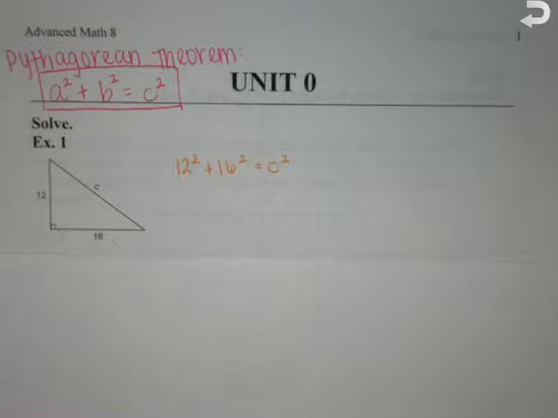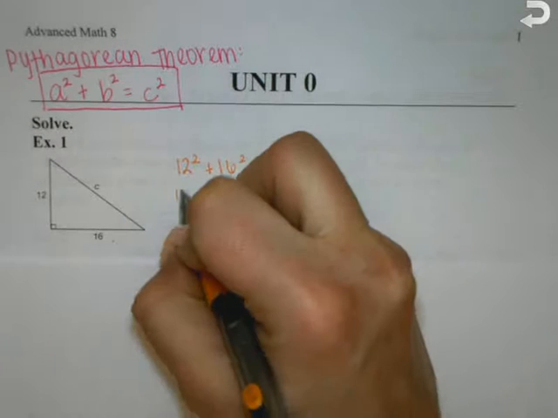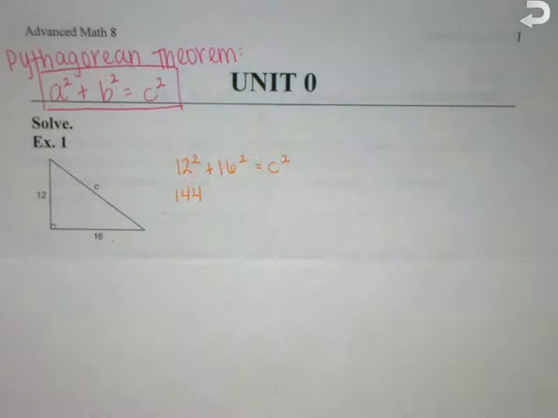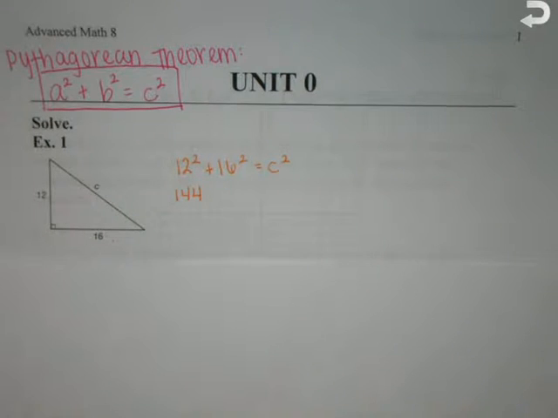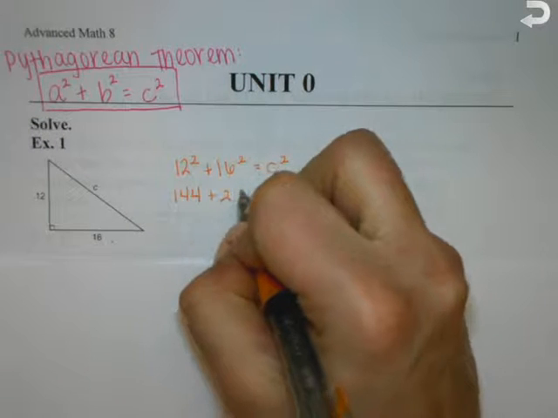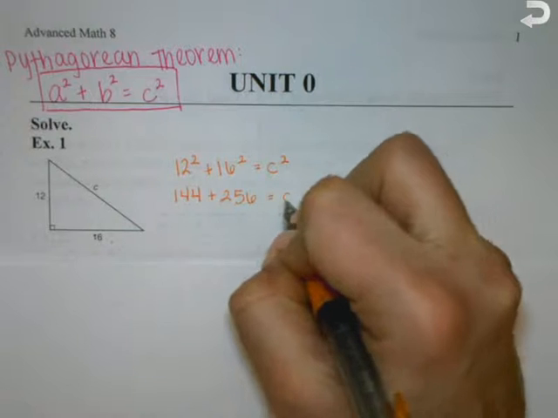This is why I wanted you guys to get a calculator out. You should have some of these memorized. We do have the common square roots up on the board. Can somebody tell me what is 12 squared? 144. How many of you have that memorized by now? Good. Does anybody have 16 squared memorized? I do. What is it? 256. Good. 256 equals C squared.